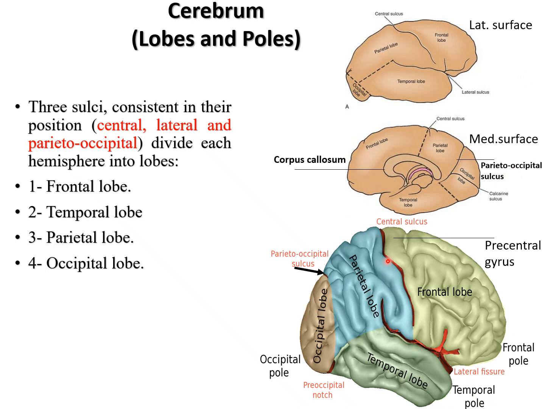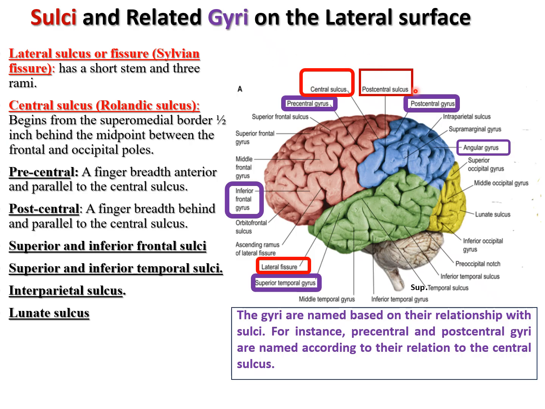These three sulci, central here, lateral here, and parieto-occipital here, divide the cerebrum into four lobes. The frontal lobe is in front of the central sulcus, the parietal lobe is behind the central sulcus, the temporal lobe is below the lateral sulcus, and the occipital lobe is here, behind the parieto-occipital sulcus. Okay.